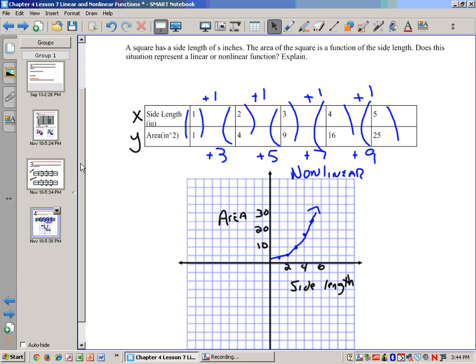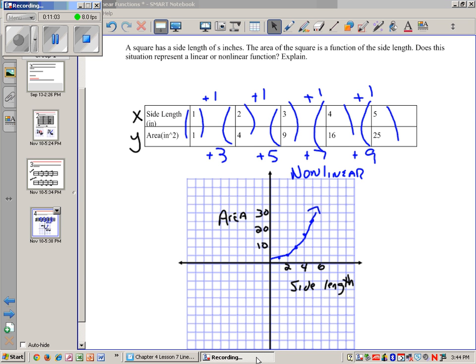Okay, any questions concerning linear and nonlinear functions? Please write them down. We'll go over them at the beginning of class, and then we will work on our activity in class.